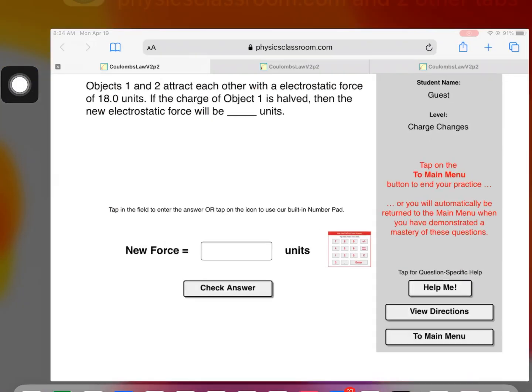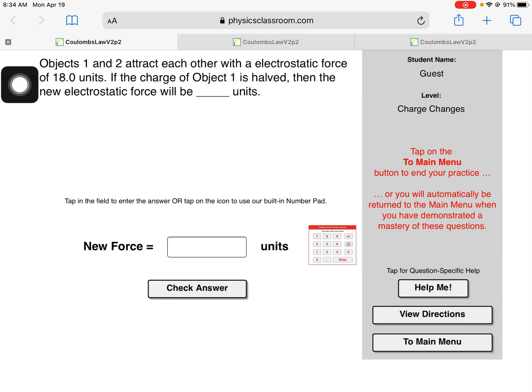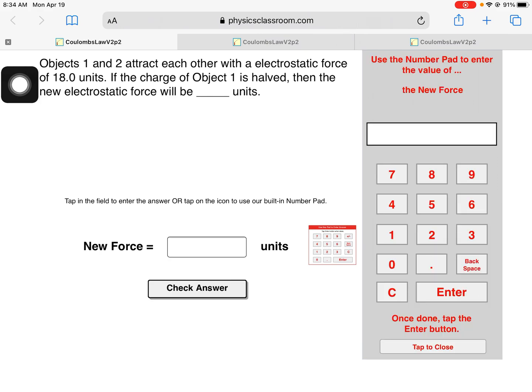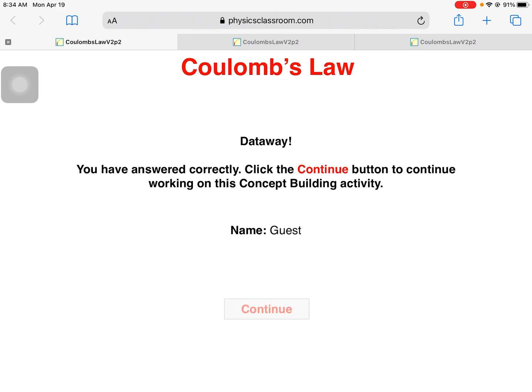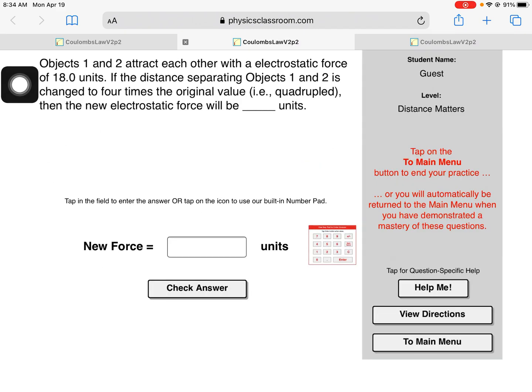And that's as easy as this gets. I just like the way that we set this up, because we'll get it right every time as they get more complicated. So let's look at this new one. Objects 1 and 2 attract each other with an electrostatic force of 18 units. If the distance separating objects 1 and 2 is changed to 4 times the original value, for example, quadrupled, then the new force will be how many units?